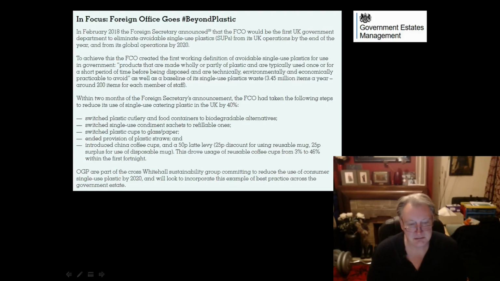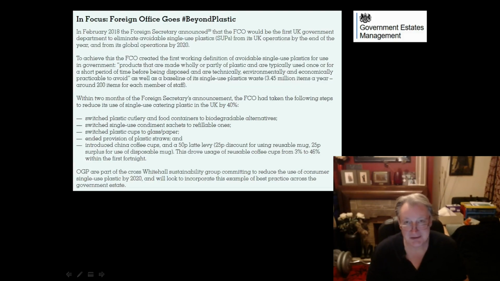So how are they using an example for people that have not been involved? And the ridiculous thing is that, because it's about estates, it's about property, and here we go: they've switched the plastic cutlery and food containers to biodegradable alternatives. Oh, well, there you go then, because that's got a lot to do with property, hasn't it?